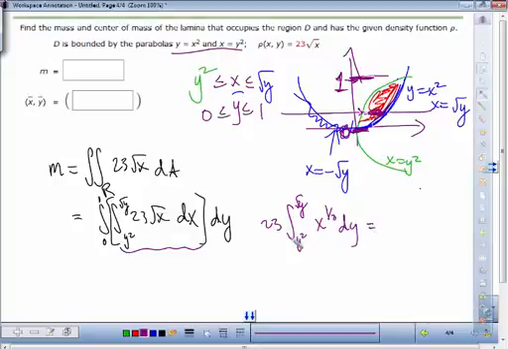So let's move the 23 out on the outside. And the antiderivative is going to be x to the 3/2 divided by 3/2, or times 2/3. So 23 times 2/3 x to the 3/2. And I'm going to evaluate this from y squared to y to the 1/2, square root of y.